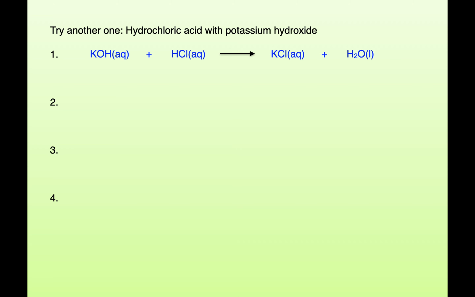If you need to, you can stop me at any point. Then we're going to step 2, break them up into their ions. So potassium hydroxide breaks up into K pluses, aqueous, and OH minus aqueous. Hydrochloric acid into H plus and Cl minus chloride ions. On the right hand side, same idea. This breaks up, but the water doesn't because it's covalent.